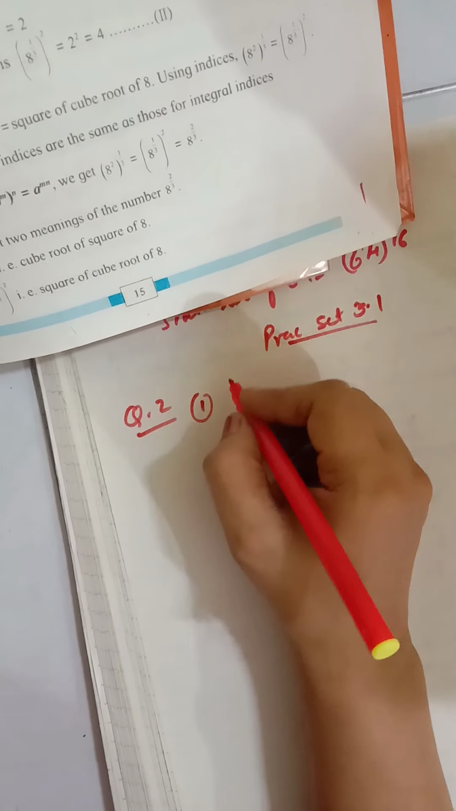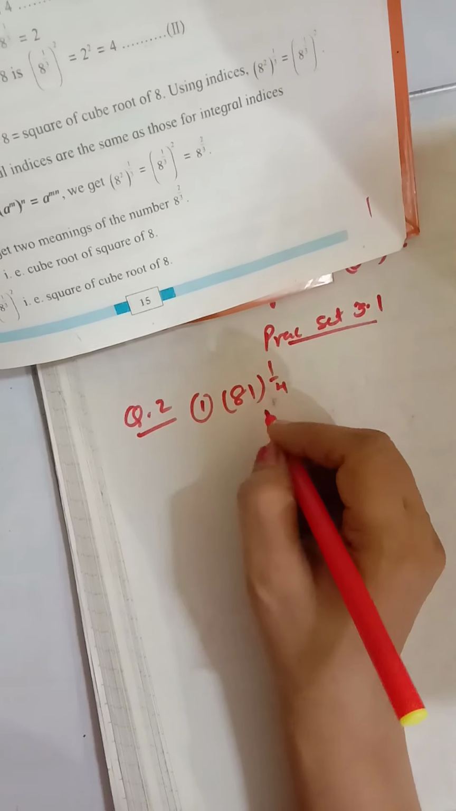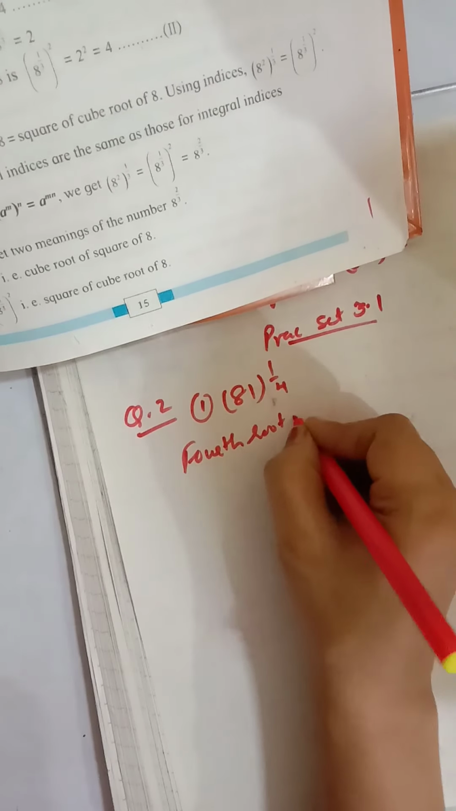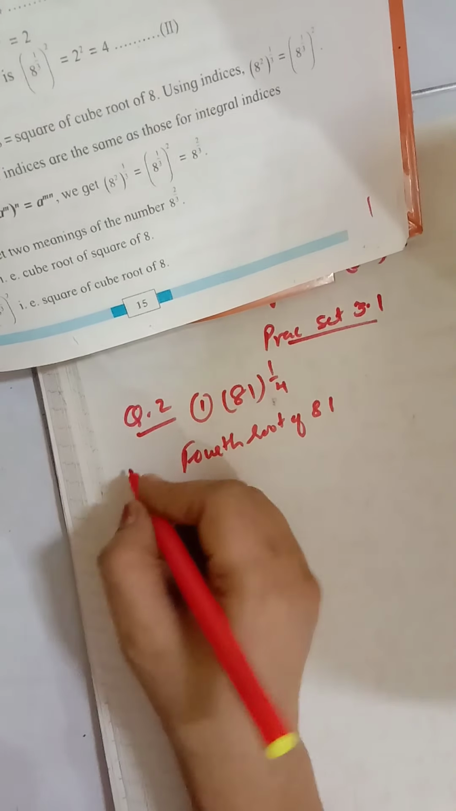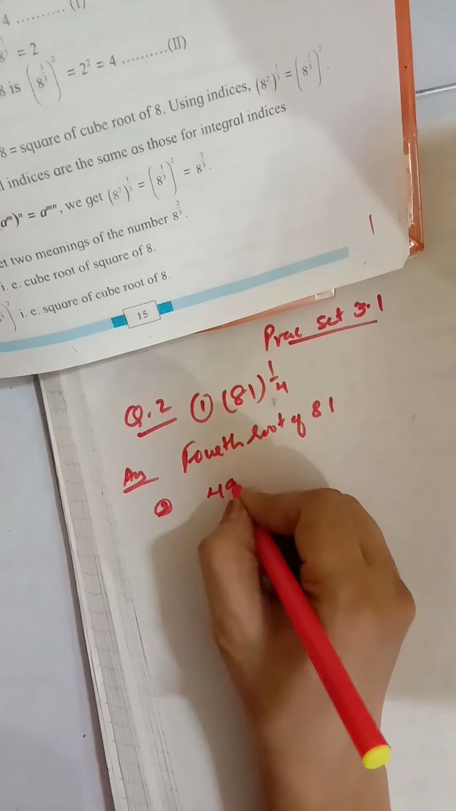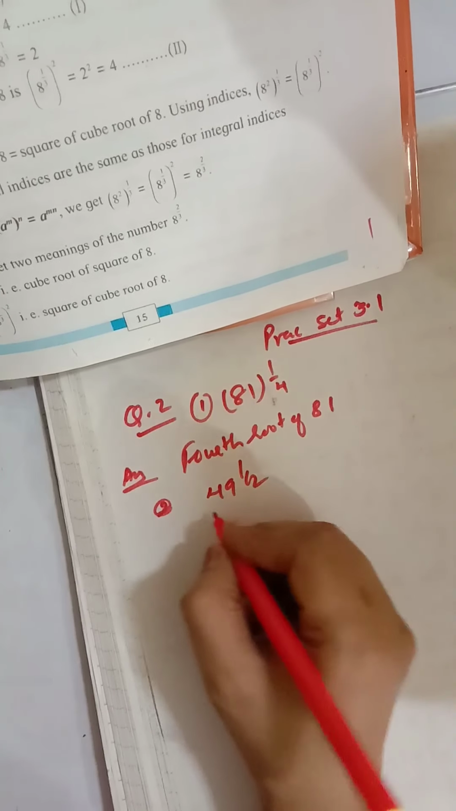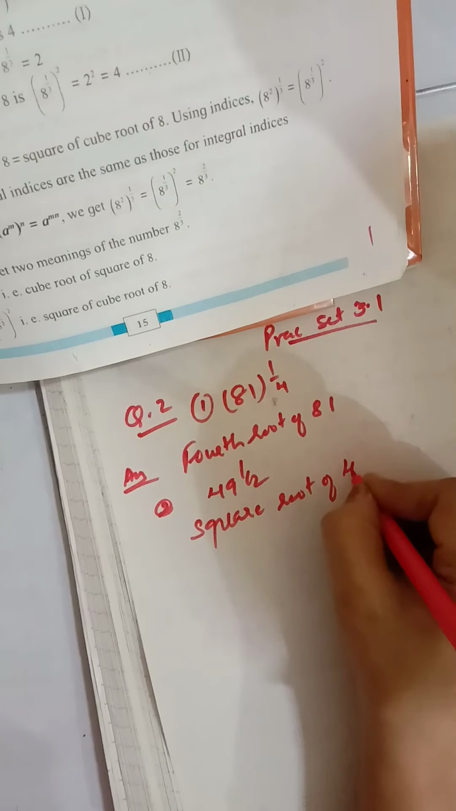First one is written 81 raised to 1 upon 4. So children, how to write this? This will be the fourth root of 81. This is your answer. Same way, second one is 49 raised to half. Now 1 upon 2 means what, children? Square root. Remember? So it is the square root of 49.